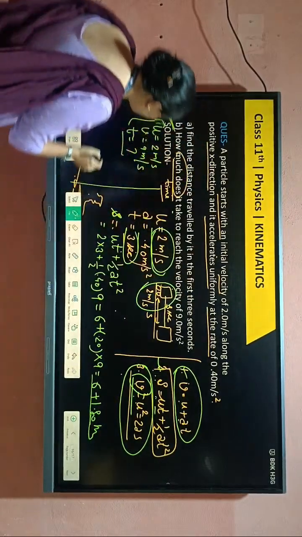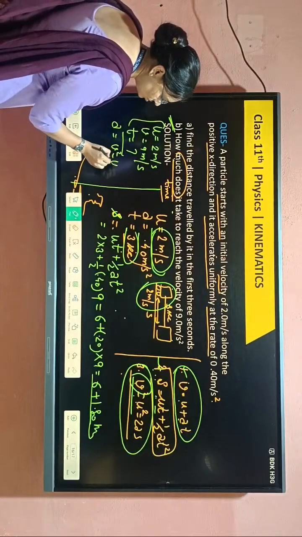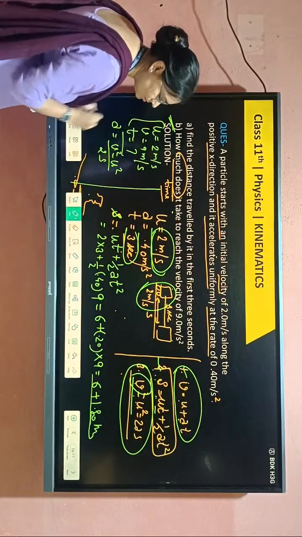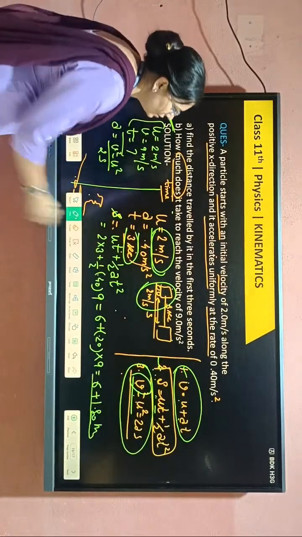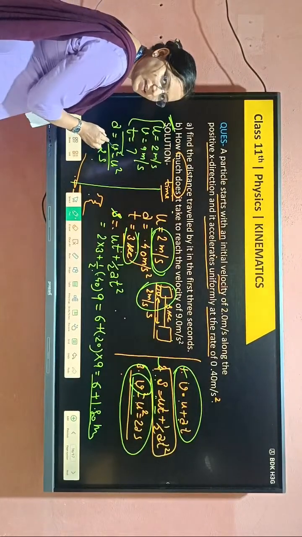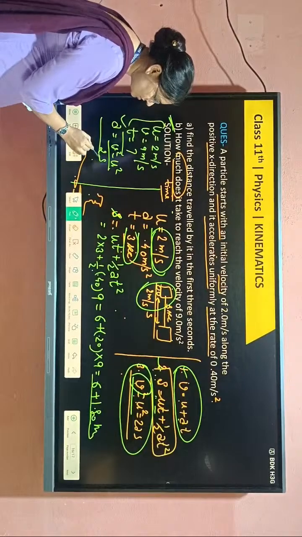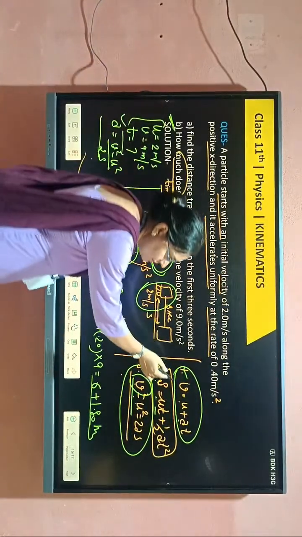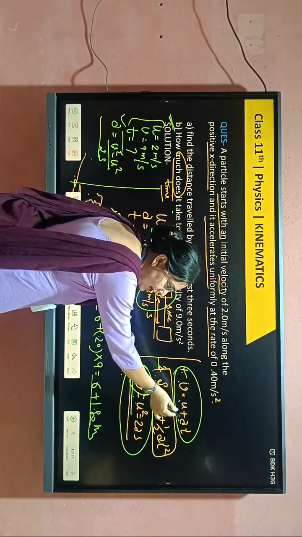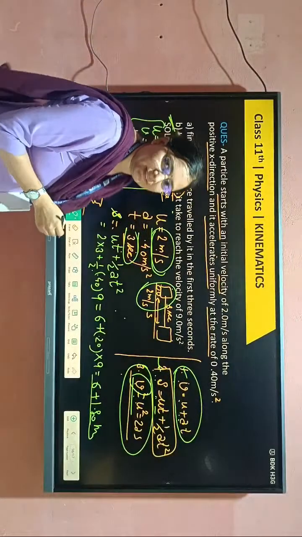So A, how can we write it? A equal to, by using the third equation, V square minus U square divided by 2S. S we have already found in this first part. Put the value of S, V final value, U initial value, and solve for A. After this, apply our first equation. Then using the first equation, put the values of V, U and A, which we have already solved by using the third equation. Then your T will be there.